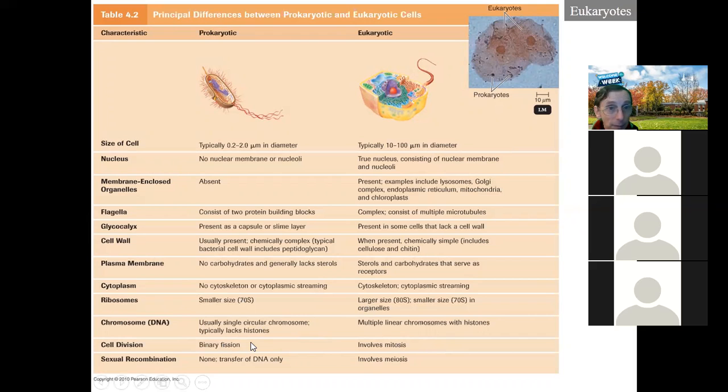Cell division, the prokaryotes largely divide by binary fission. That means the cell splits into two. Eukaryotic cells divide by mitosis. Sexual recombination, there's none in prokaryotic cells. In eukaryotic cells, it involves meiosis. Any question about that?